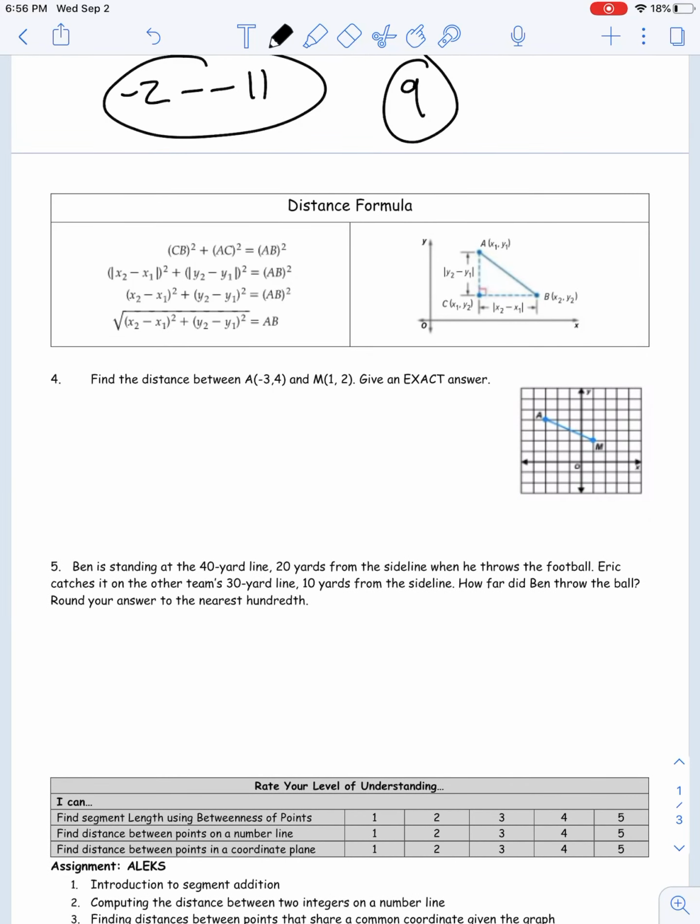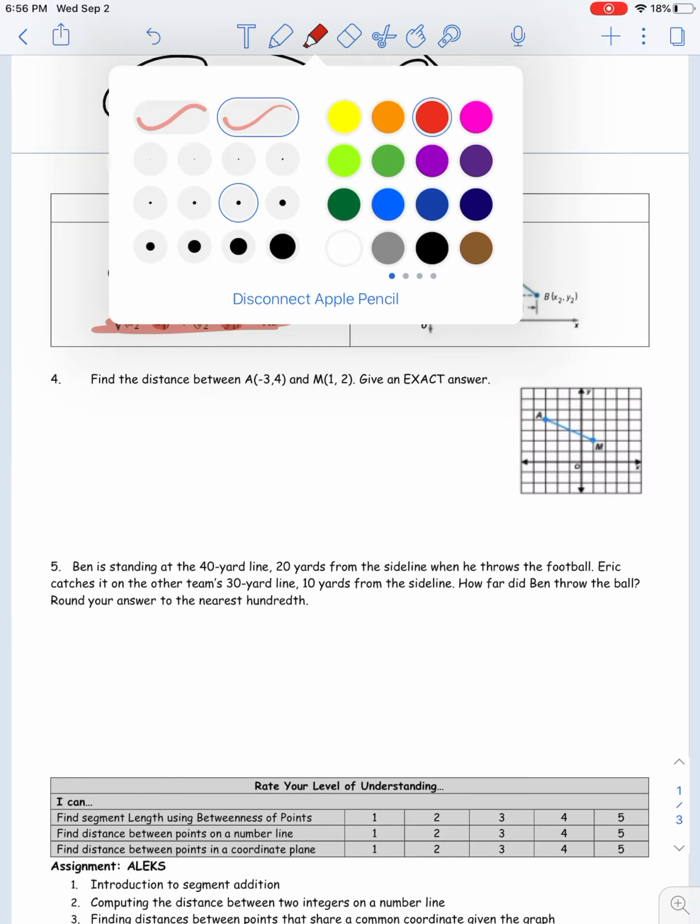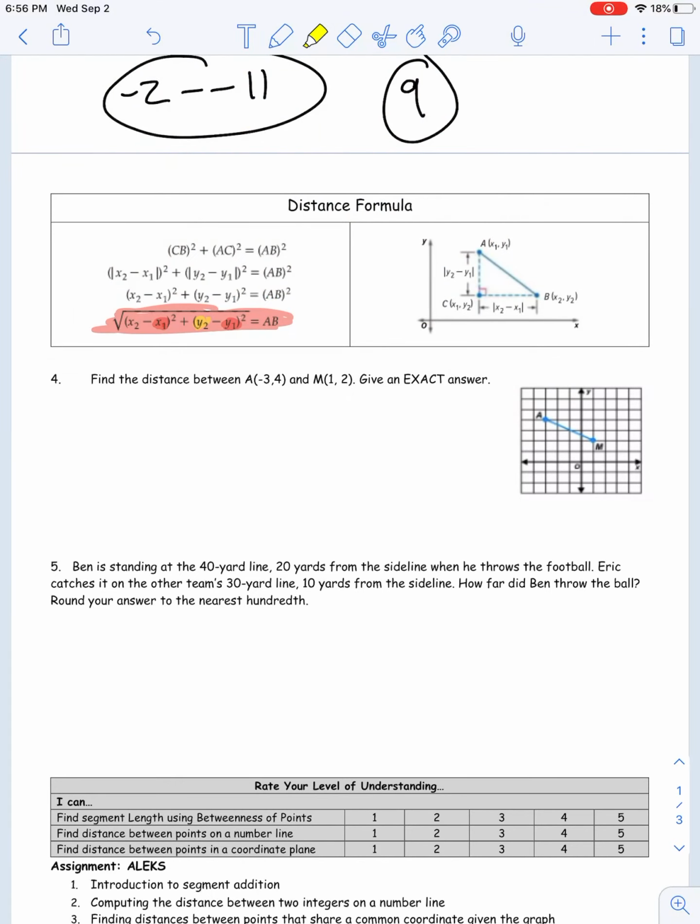Distance formula. I'm not going to get into this too much in this video because I want to make it short and sweet. But the distance formula is this thing, and its goal is to find the distance between any two points. You have x1 and y1, that's one of your points. And then your other point is x2 and y2.